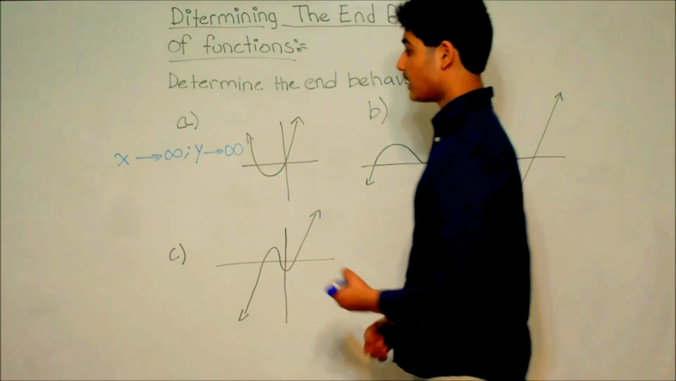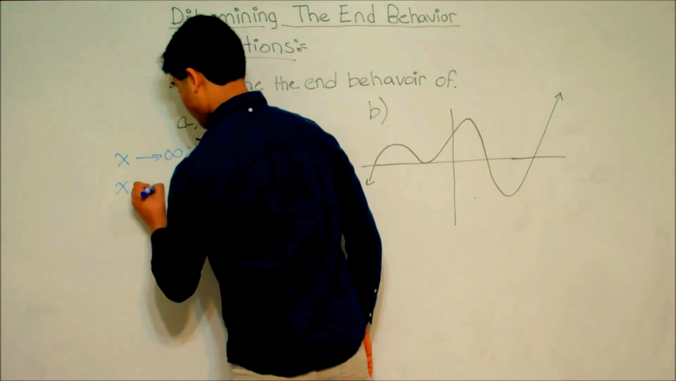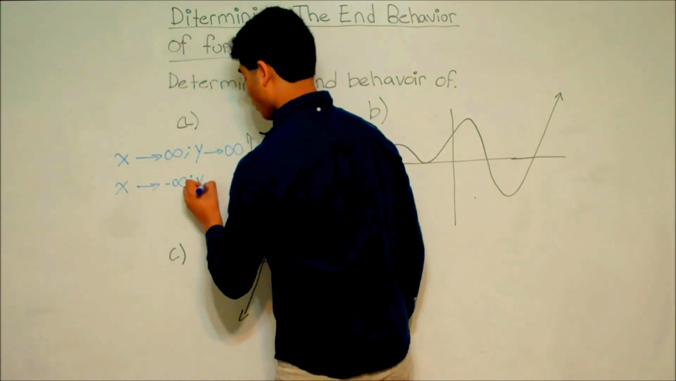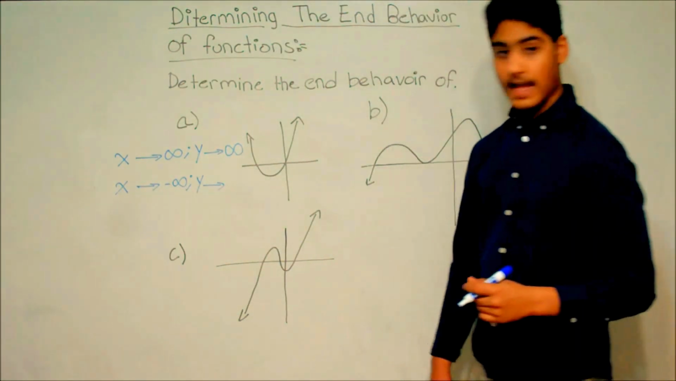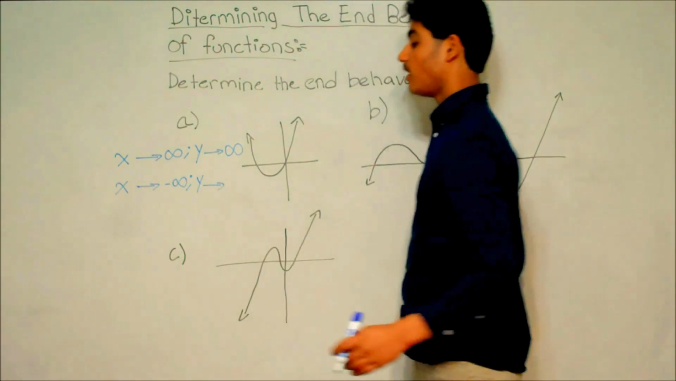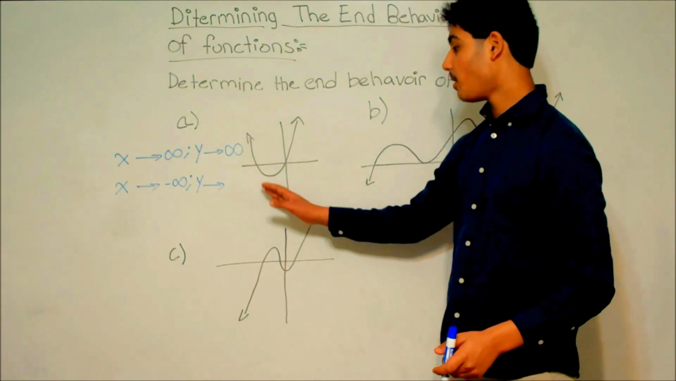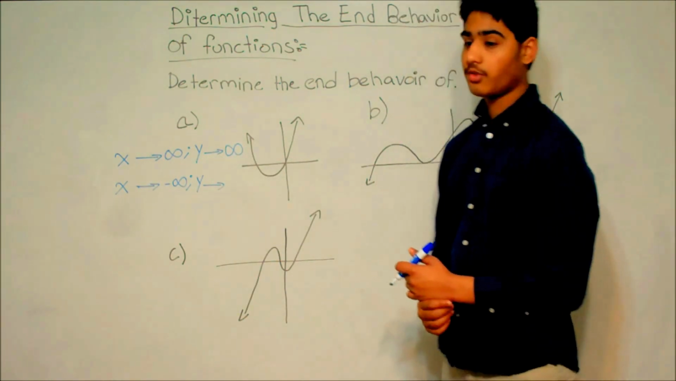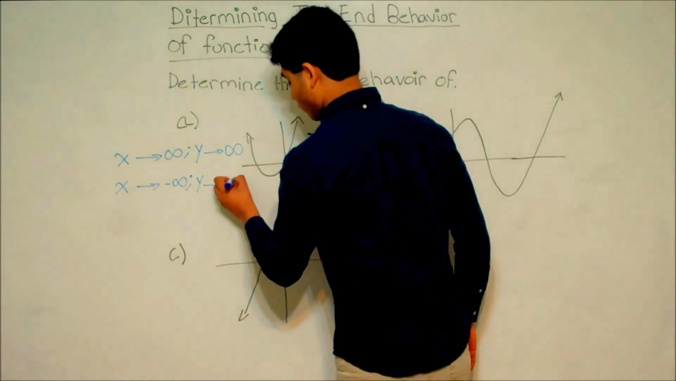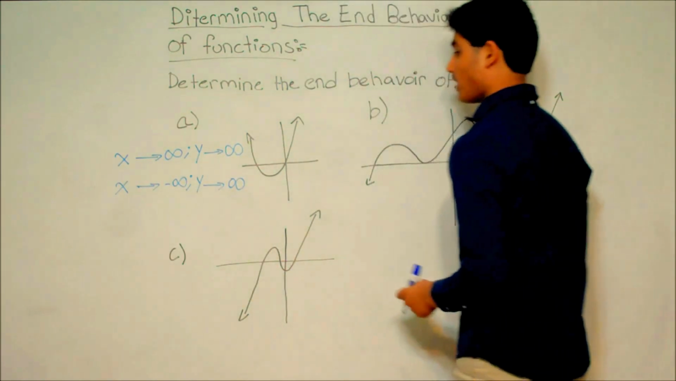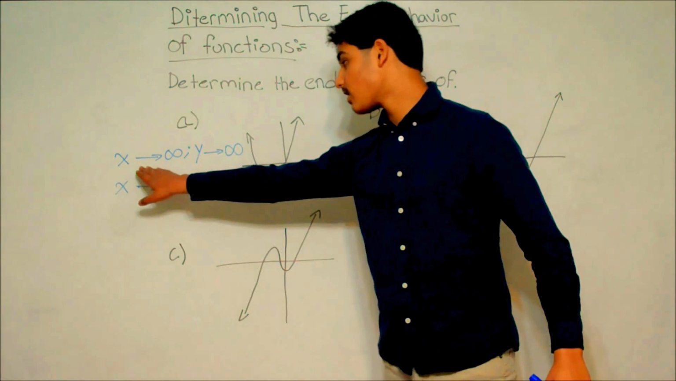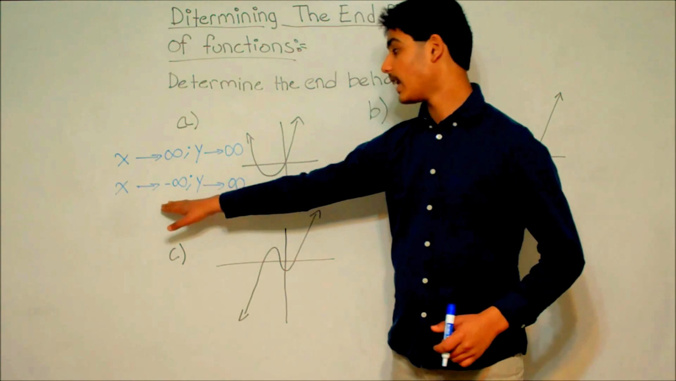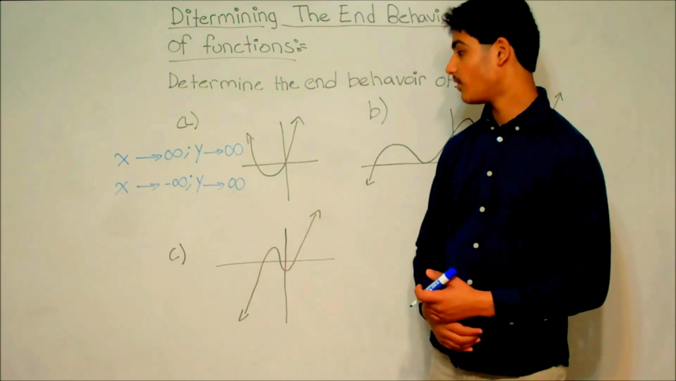The next part is as x goes closer to negative infinity, y goes closer to, now we have to figure out that as x moves farther and farther this way, does y move farther this way, farther up, or farther down? So here we can see that y moves up, so closer to infinity. So the answer to problem A is as x goes closer to infinity, y also goes closer to infinity, and as x goes closer to negative infinity, y goes closer to infinity.